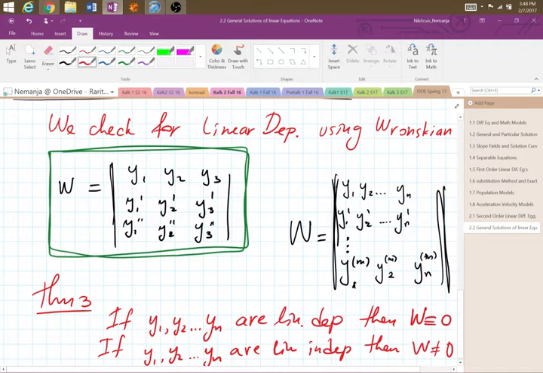Now, it's just figuring out the determinant of the matrix, except you don't have numbers, you have functions. So all of your brain power in terms of algebra and everything else needs to be used in these calculations. So how about you try one of these to check if they're linearly dependent or independent?